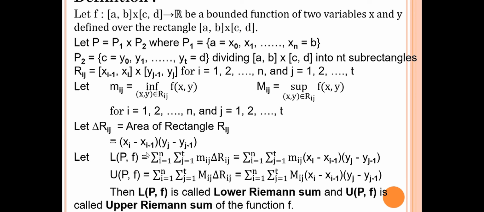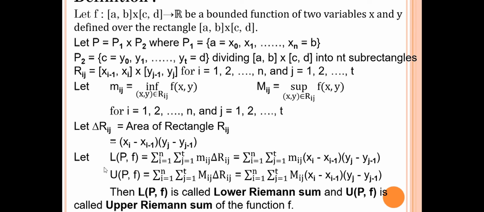Now we define LPF and UPF. So LPF is nothing but the double summation, i from 1 to n and j from 1 to t, of small m_ij and delta R_ij. Now we know what delta R_ij is; we have just written its value, (x_i minus x_{i-1}) and (y_j minus y_{j-1}). If we replace delta R_ij with it, then we get the double summation of m_ij (x_i minus x_{i-1}) into (y_j minus y_{j-1}).